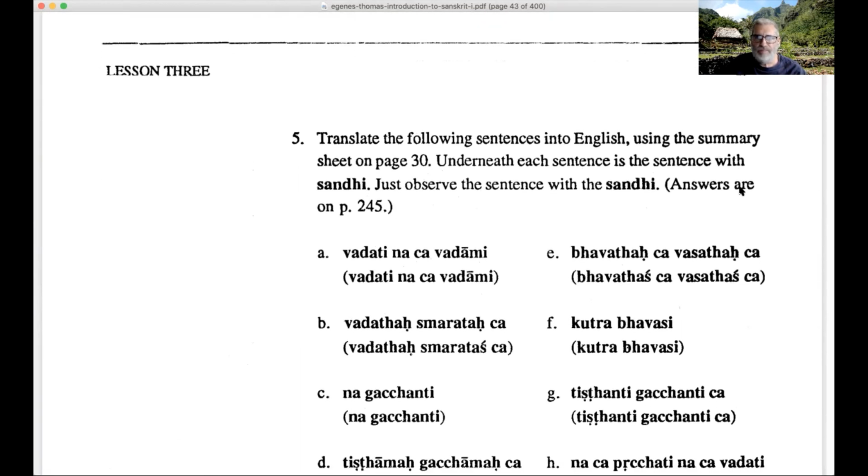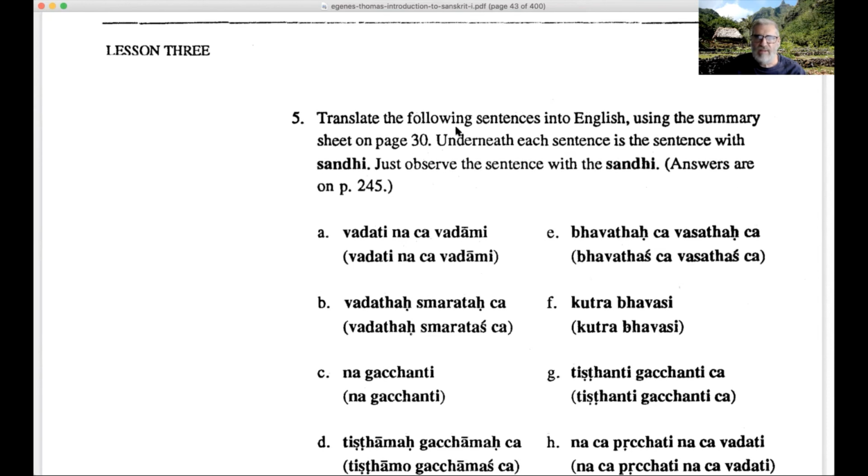So now he's going to give some exercises here. Translate the following sentences into English. Use the summary sheet on page 30. Underneath each sentence is a sentence with sandhi. So he's going to give the sentence without sandhi and the sentence with sandhi. In some cases, they're the same, because there is no sandhi. In the first one here, vadati na cha vadami, it's the same thing with sandhi. So underneath it's with sandhi, above it's without sandhi.